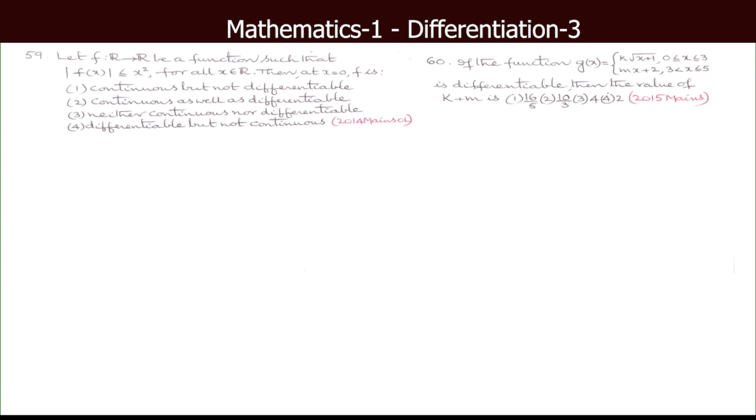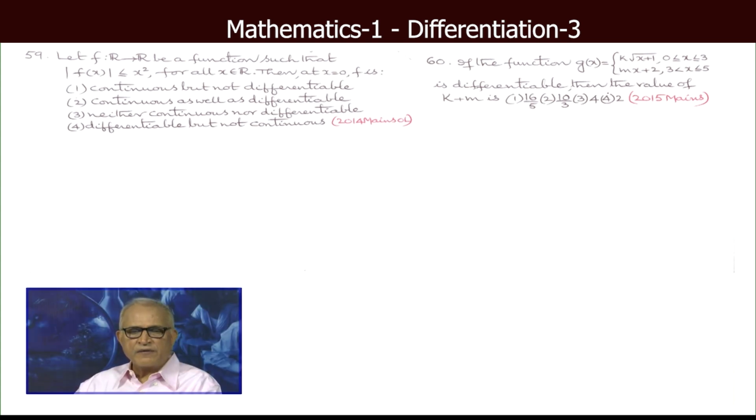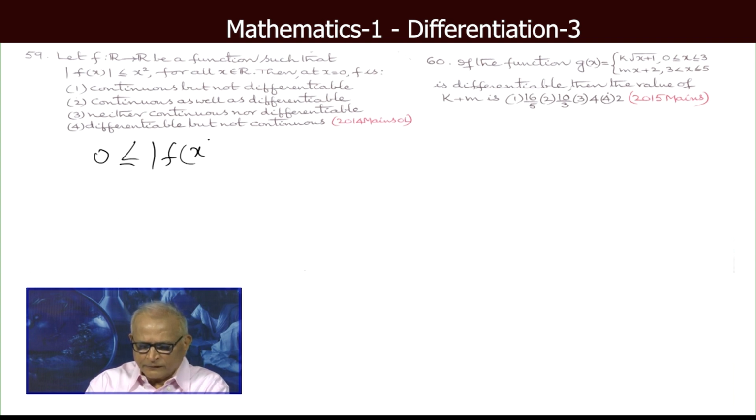Question 59. Let f from R to R be a function such that |f(x)| is less than or equal to x squared for all real x. Then at x equal to 0, what can be said about the continuity and differentiability of f? First of all, I think we remember having tried a similar question in the previous episode. Now, 0 is less than or equal to |f(x)|, which is less than or equal to x squared, or |x| whole squared, for all x.